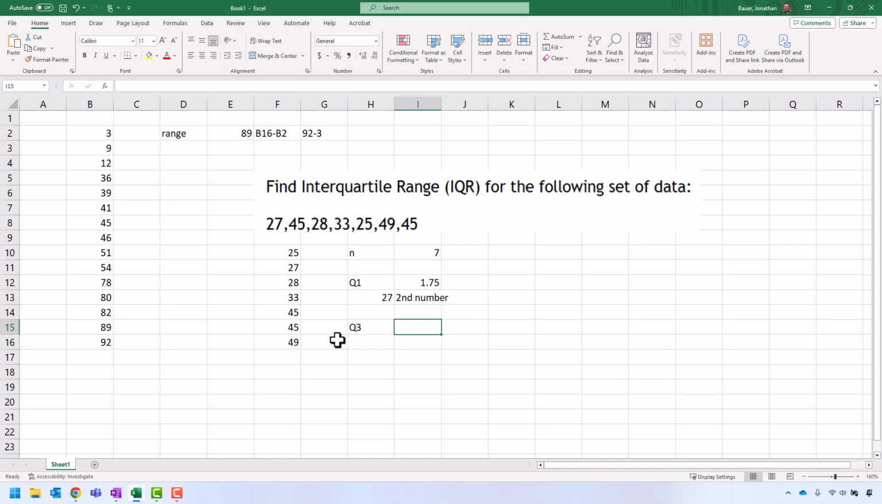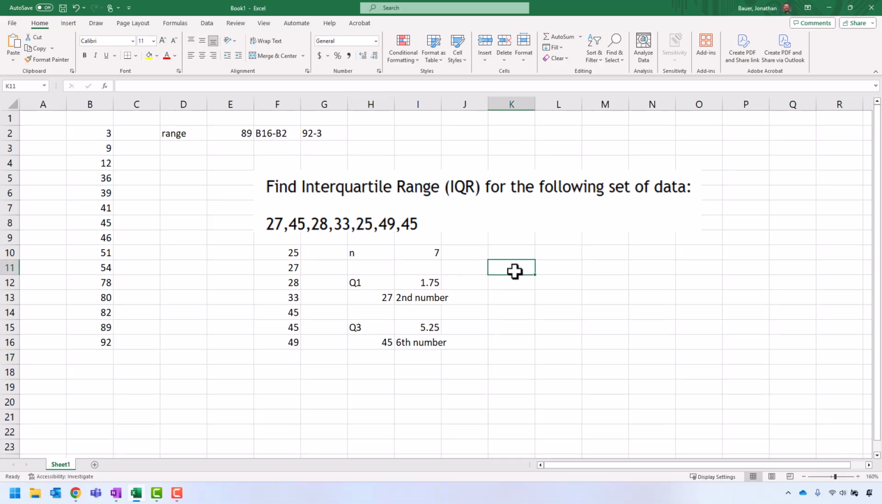Quartile 3 is where the 75% of the data is, so 0.75 times 7. Again, that's 5.25, so it's going to be the sixth number. A little bit more work. We had a list of 7 here. The sixth is right here. It's 45. So my quartiles have a little bit of work ahead of time.